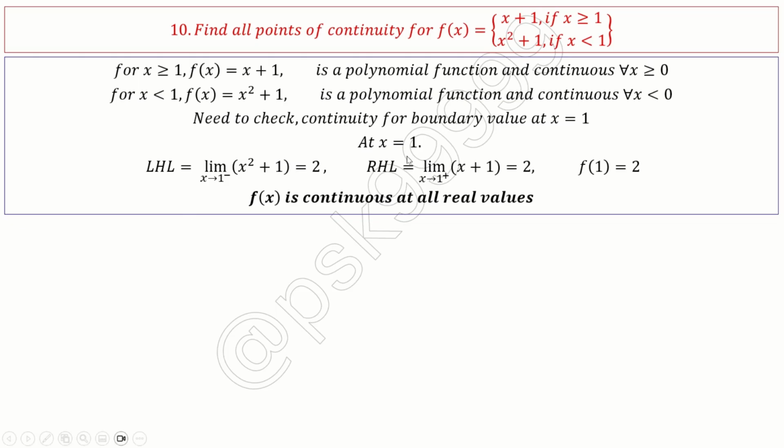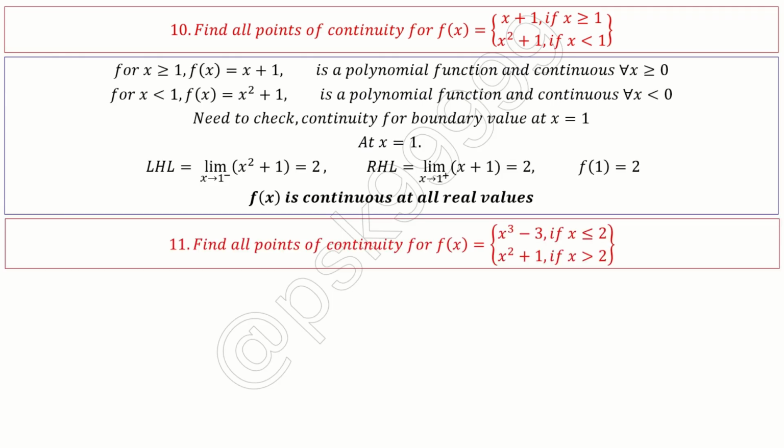So let's check at x equal to 1. LHL is nothing but the limit as x tends to 1 minus. 1 minus means I need to take this definition, x square plus 1. If I substitute x equal to 1, I'll get 1 plus 1, which is 2. RHL is the limit as x tends to 1 plus of x plus 1. Because I have 1 plus, I need to take this definition, x plus 1. So x plus 1 is nothing but 2, and f of 1 is also 2. So f of x is continuous at all real values.